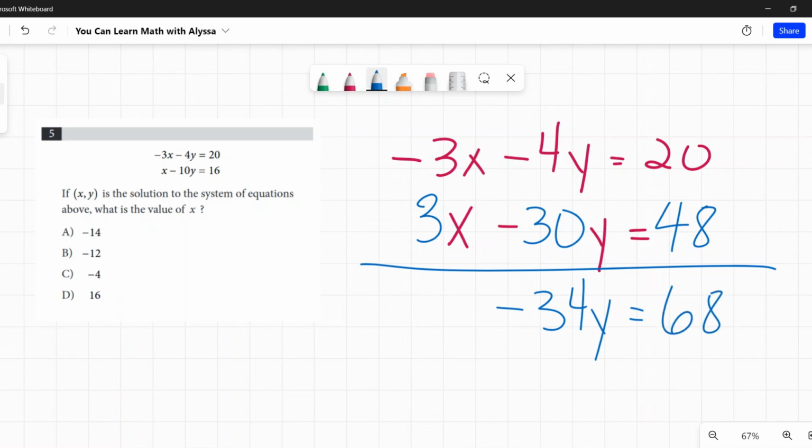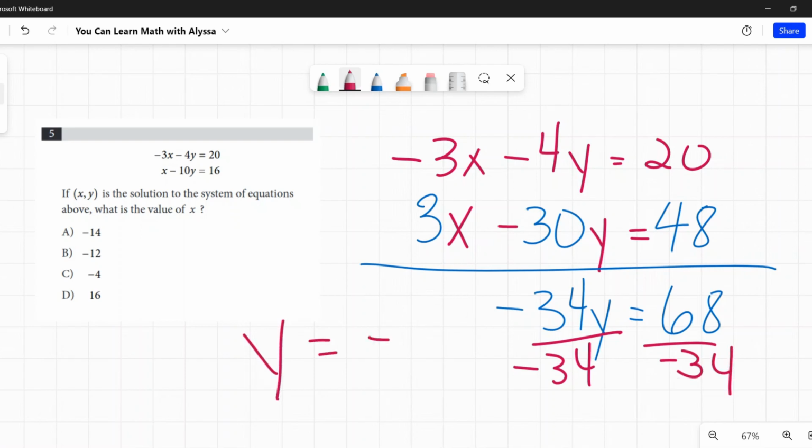Now, negative 34 times y equals 68. So to undo that, I need to divide both sides by negative 34. And when I do that, I get that y equals negative 2. And you're like, negative 2. Oh, wait, negative 2 is not there. They didn't ask us for y. They asked us for x. Always be careful. Double check what they're asking because they like throwing in little tricky things there.